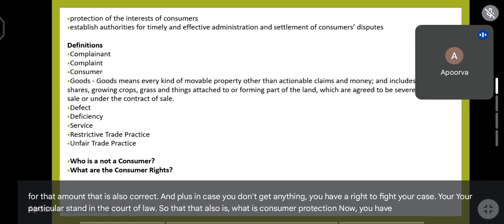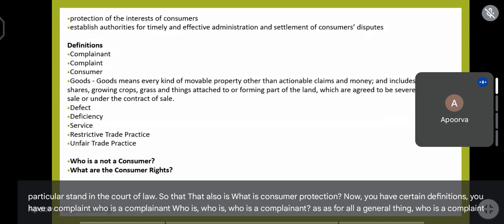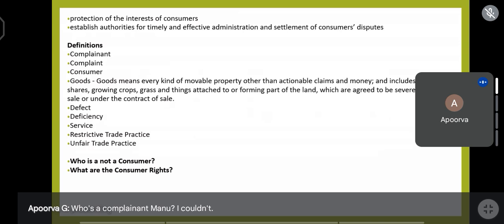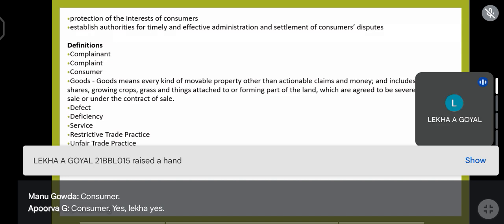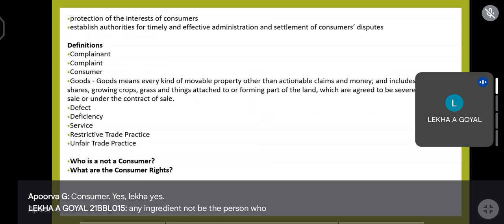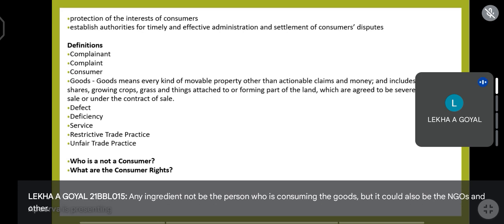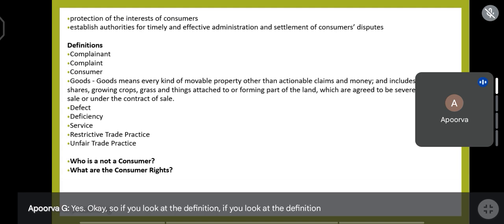Now, you have certain definitions. You have a complainant. Now, who is a complainant? As per y'all, a general thing, who is the complainant? Consumer. Who is a complainant? Consumer, yes. Lekha, yes. Any aggrieved party, ma'am, it need not be the person who is consuming the goods, but it could also be the NGOs and other associations. Yes. Okay, so if you look at the definition, it is a consumer.